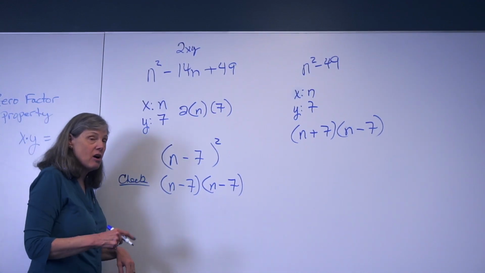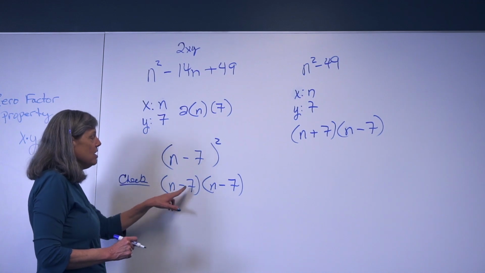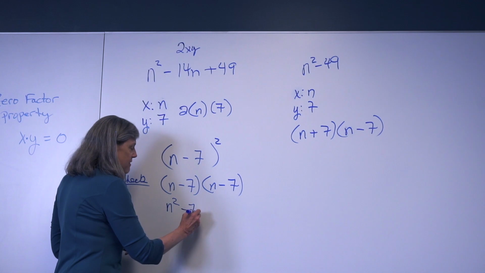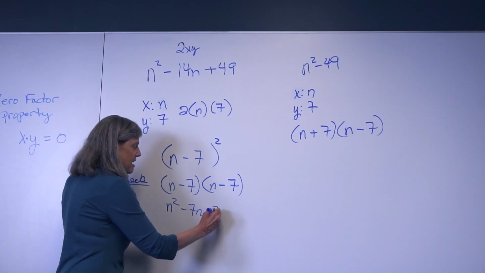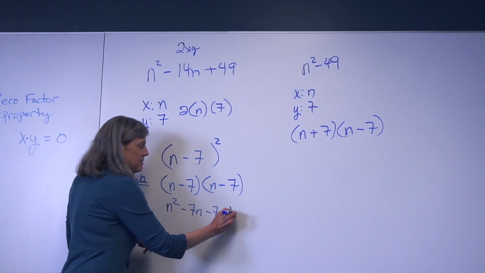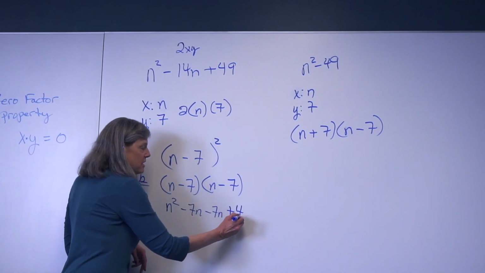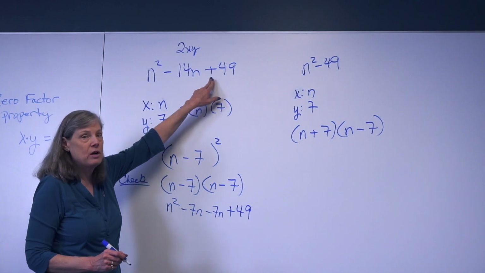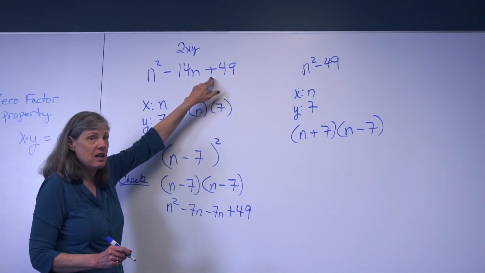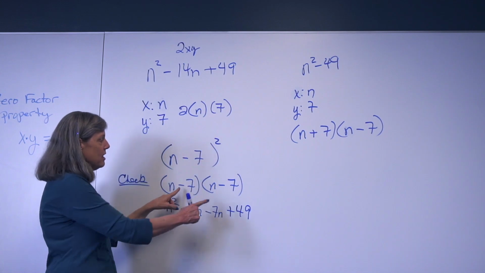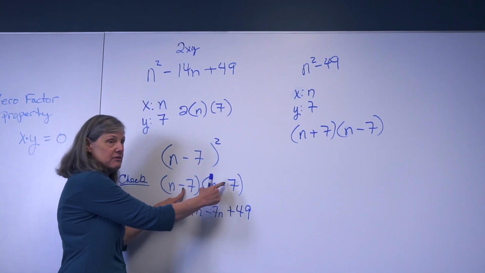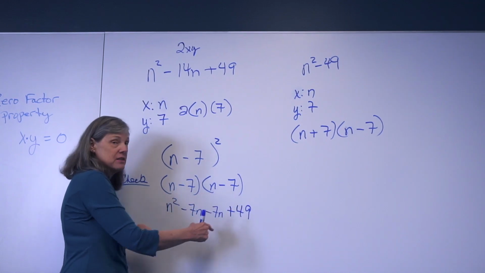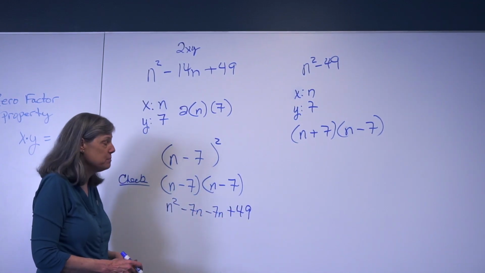So again, I'm going to do this the long way. I don't ever want to see you doing that. So n times n is n squared. That's negative 7n. This is negative 7n. Negative times a negative is a positive. 7 times 7 is 49. So look at this. Remember, I'm always saying in a perfect square trinomial, this last sign is always positive, because negative times a negative is a positive. If these were both positive, positive times a positive is a positive. That's why that's always positive.